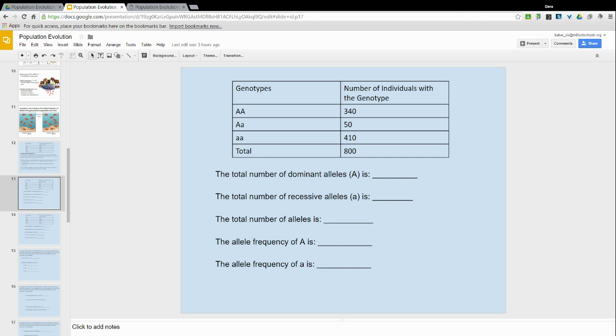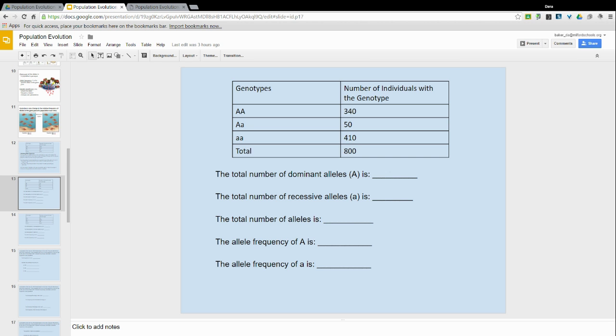Down here we have the total number of the alleles. If we have 800 fish, and all of these fish have 2 alleles, whether that's big A, big A, big A, little a, or little a, all of them will have 2. So we're going to take 800 times 2 and get 1,600 for that. The grand total of our alleles is 1,600 alleles.